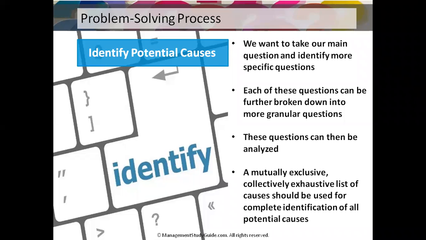The next step is to identify potential causes. We want to take our main question and identify more specific questions. Each of these questions can be further broken down into more granular questions. These questions can then be analyzed. A mutually exclusive, collectively exhaustive list of causes should be used for complete identification of all potential causes.